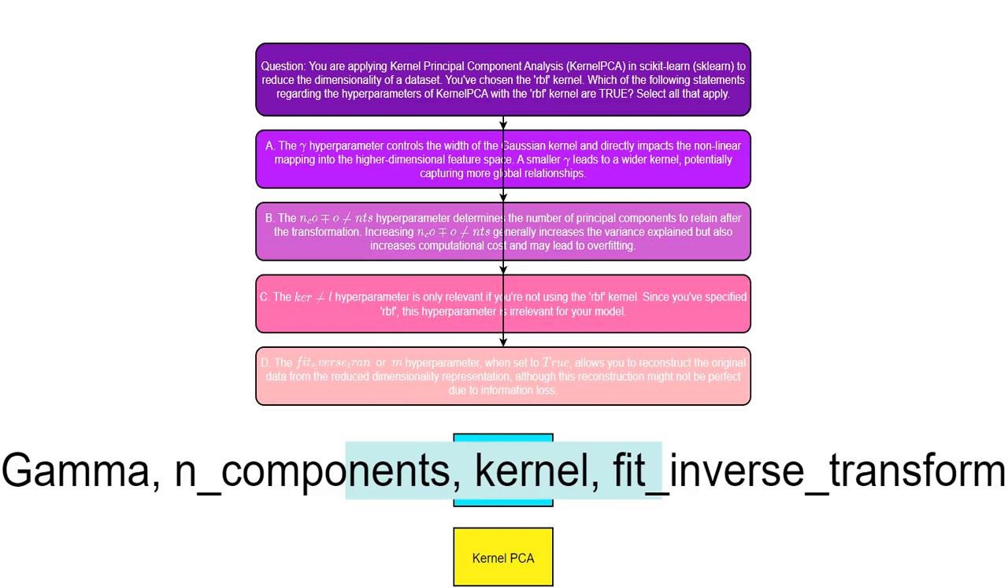Let's break them down. Gamma influences the width of our kernel function, shaping how the model weighs nearby versus distant data points. n_components sets how many dimensions we want to keep after our dimensionality reduction. Kernel determines the mathematical function we use to calculate relationships between data points. Fit_inverse_transform lets us try to rebuild our original data from the simplified version, useful for evaluating information loss.